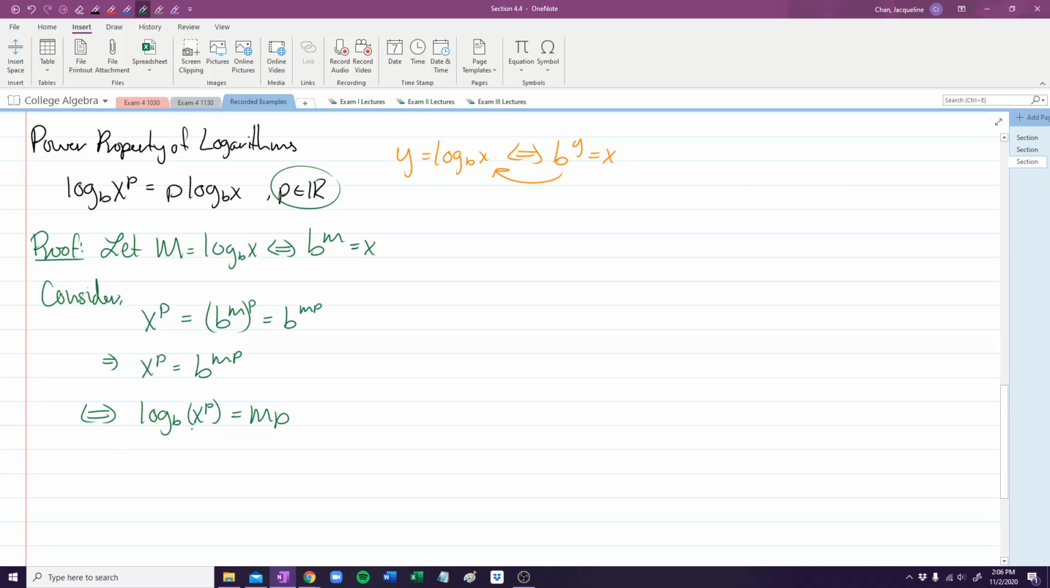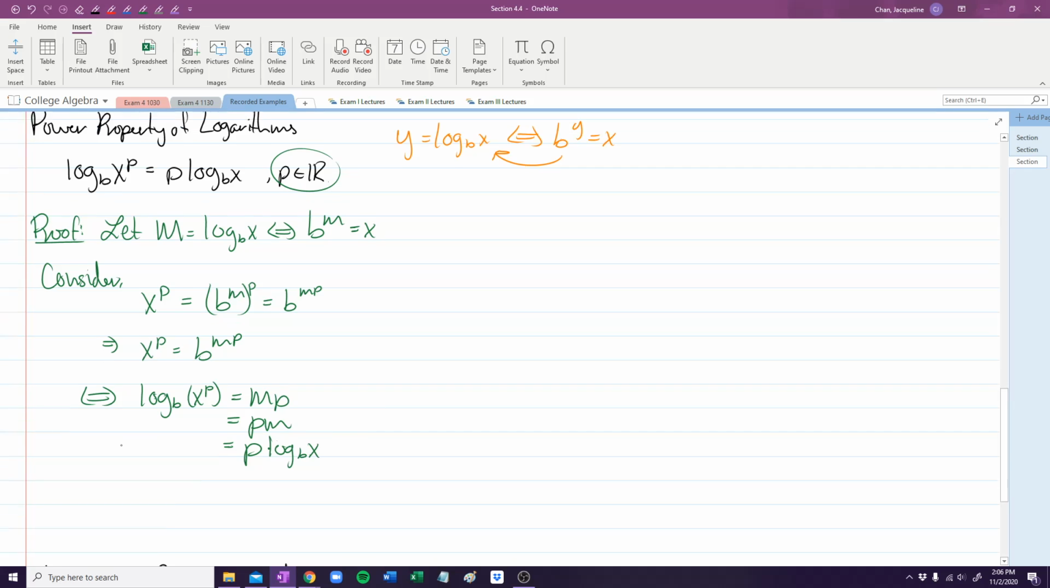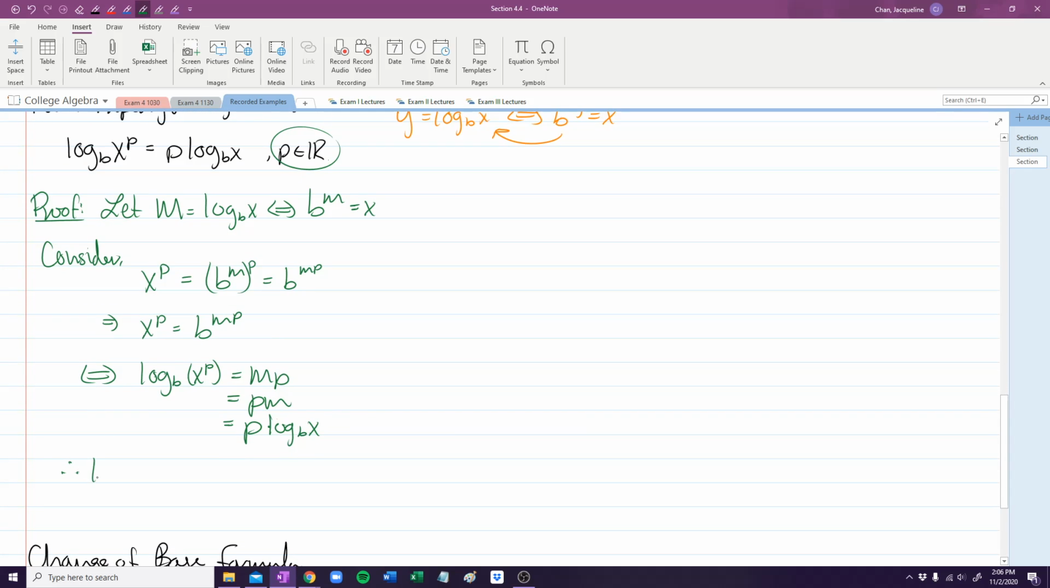Right? But again, what is our m? Okay, m times p, but multiplication is commutative. I'm going to rewrite this as p times m. It's just going to look better. So it's going to be p times log base b of x. Therefore, log base b of x to the p is equal to p log base b of x.